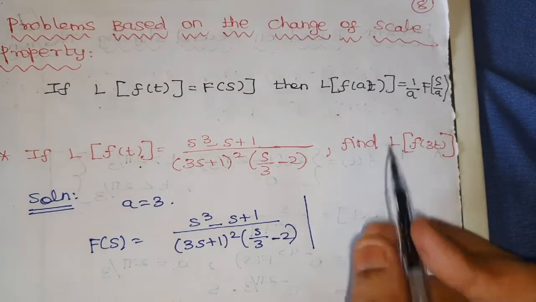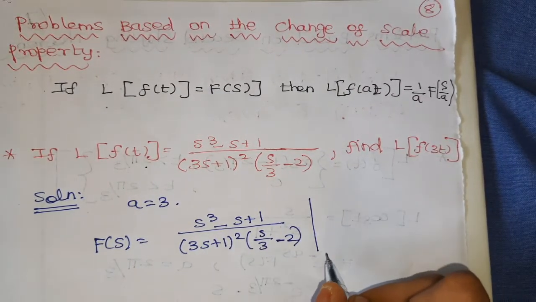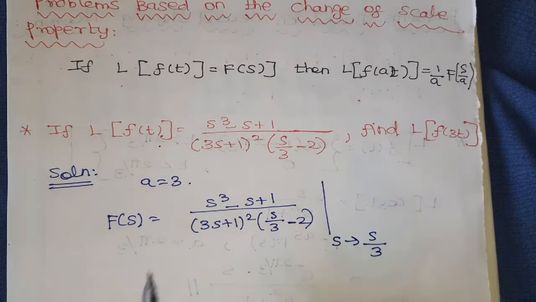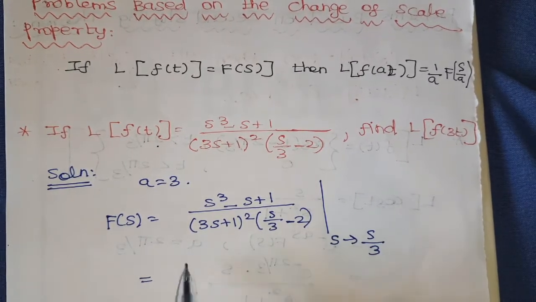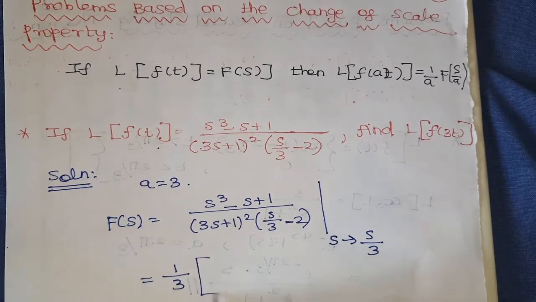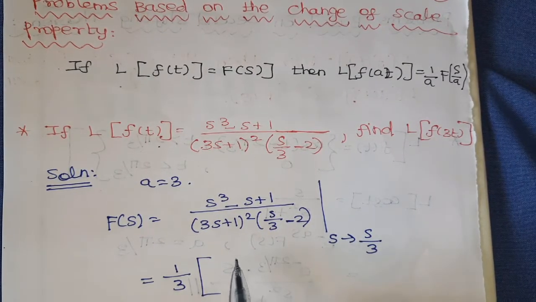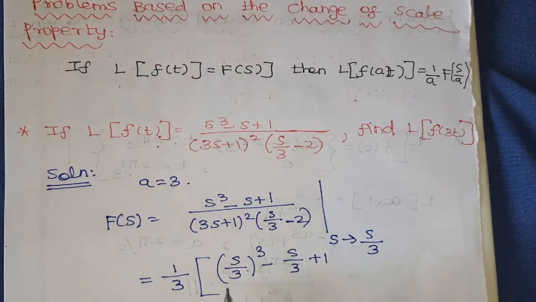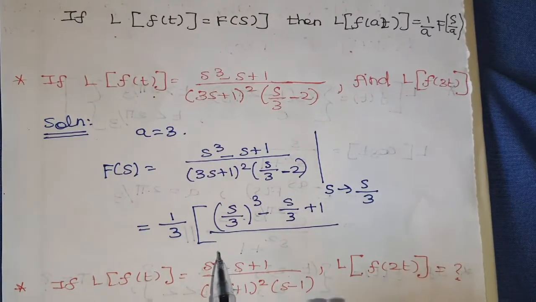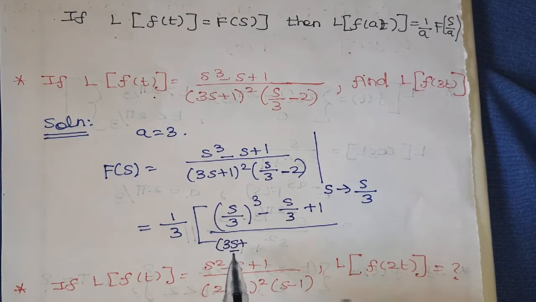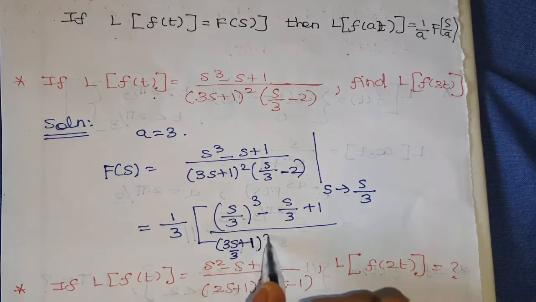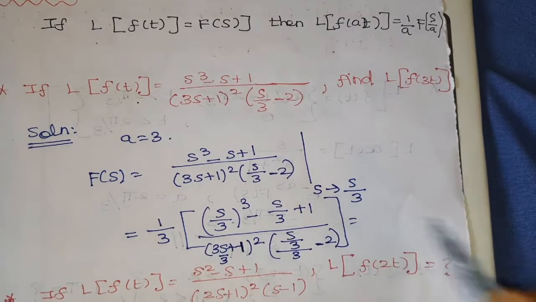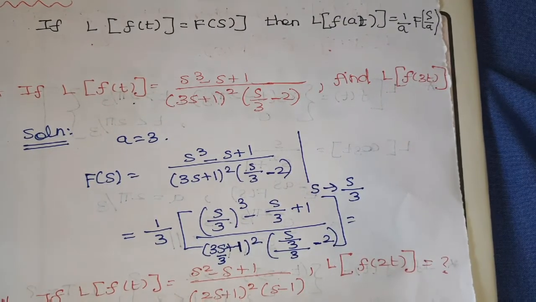Applying this property, in place of s we have to replace s by s/3. Here 1/a, where a is 3, so 1/3 times, in place of s we replace s/3: (s/3)³ − s/3 + 1 divided by (3·s/3 + 1)² times (s/3 divided by 3 − 2). We are going to simplify this further.